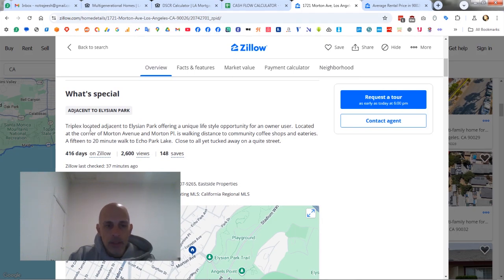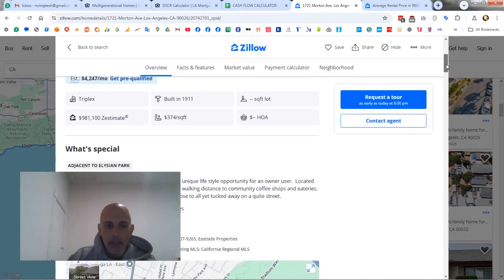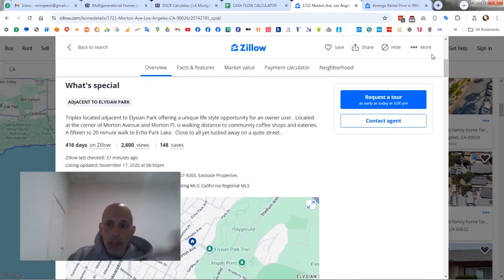Assuming, again, everything is on board. It says triplex, so 6 beds, 6 baths. I'm going to assume that it means 2 beds, 2 baths every unit. It might not be, and in which case the average rentals change. So you might choose to live in a smaller apartment and rent out the bigger place to make it work.